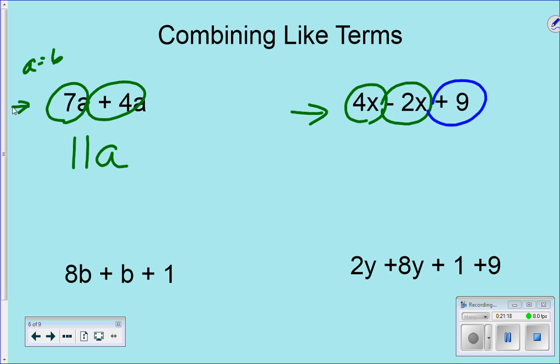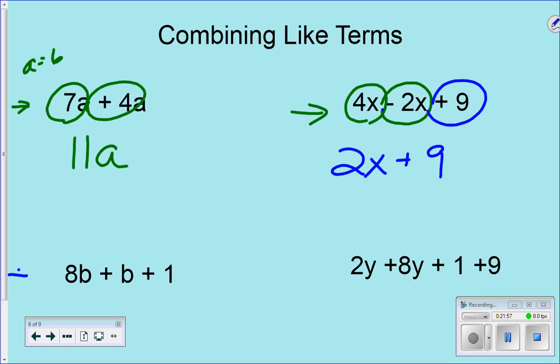So now, look at this one. It says 4x minus 2x. How many x's am I going to have then? See, it says 4x minus 2x. That sign in front tells you exactly what you're going to do. So if this is 4x minus 2x, it's 2x. And then what can I do with 9? I really can't do anything. I can't combine it with anything. Plus 9. That's it. I know, it just takes practice. That's why we're going to do this probably a few days.